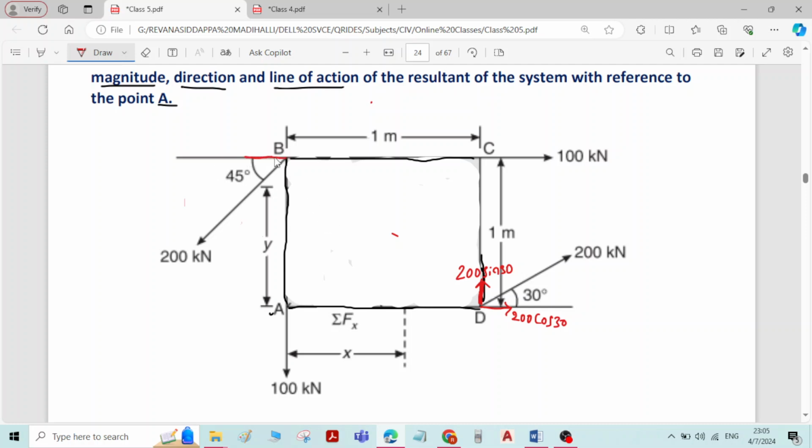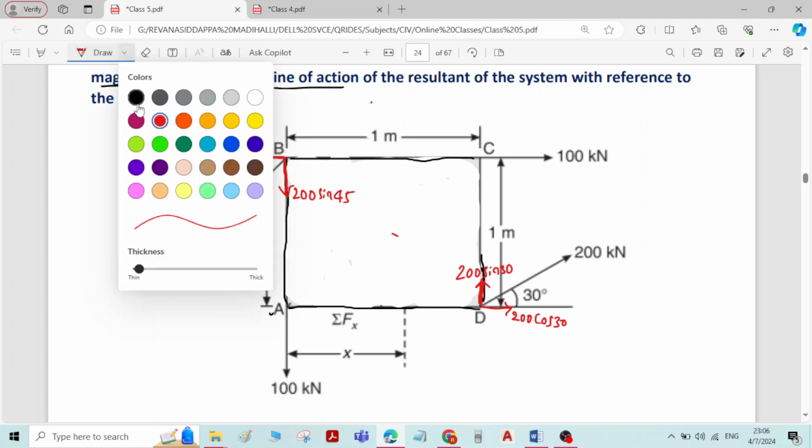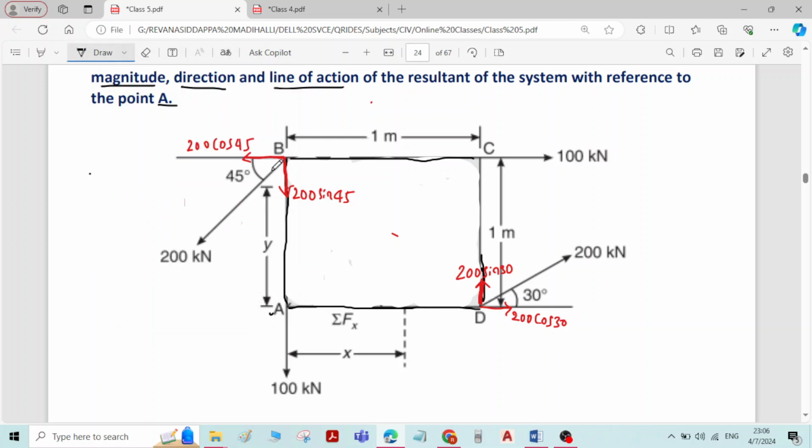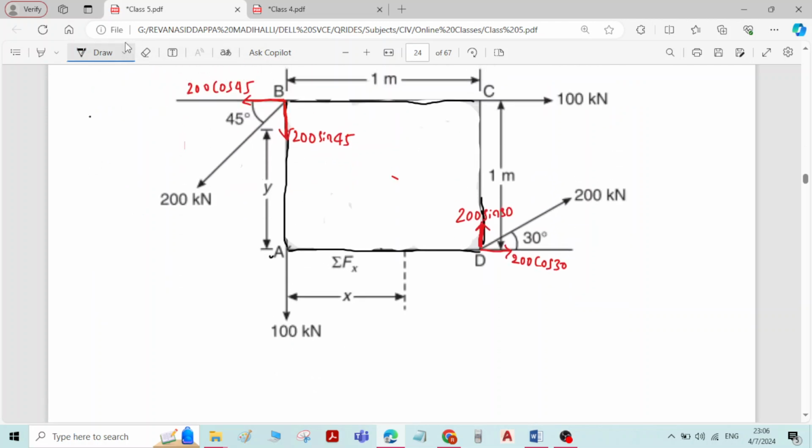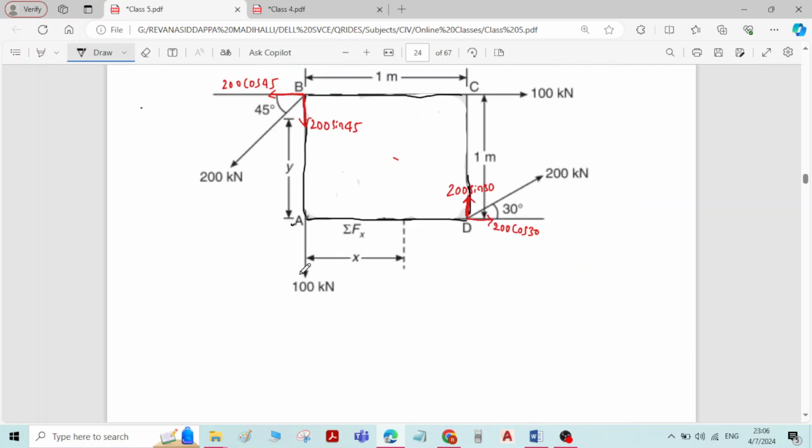Horizontal component will be 200 cos 45, vertical component will be 200 sin 45. Okay, now to find the magnitude of the resultant force we need sigma Fx and sigma Fy. Correct, we need sigma Fx and sigma Fy. So sigma Fx is equal to sum of forces in x direction, means algebraic sum of forces in x direction.